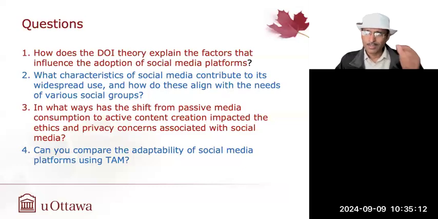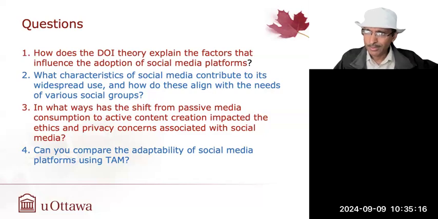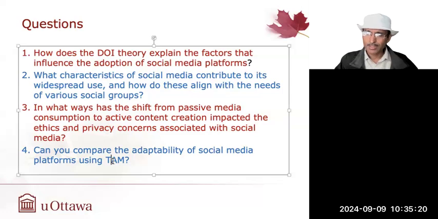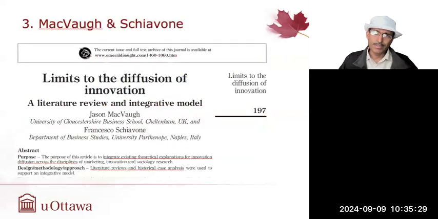So they were using social media in the DOI model, diffusion of innovation. I'm asking here about the technology acceptance model and social media. Can you try to discuss those things? So we'll be discussing it. And so here is the third article by MacVaugh and Schiavone, limits of diffusion of innovation.